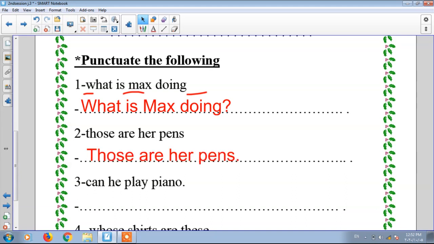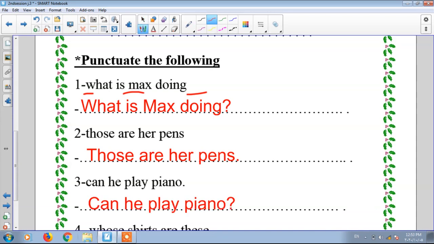Number three. Can he play piano? Where is the mistake here? We have, yes, a capital C. He play piano. Is it a sentence or a question? A question, sorry. So we write what? Question mark. Okay, so I write a capital C and I add a question mark.